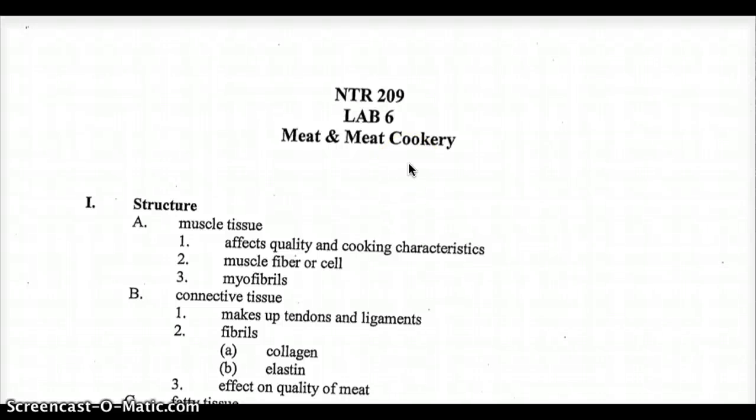Okay, so first, structure of meat. Muscle tissue. Definitely need to know this. Muscle and connective tissue are going to be big on the test. Basically it affects quality and cooking characteristics, muscle fiber cells. Know your myofibrils or fibrils, however you like to pronounce it.